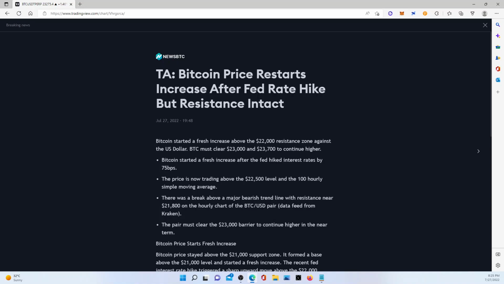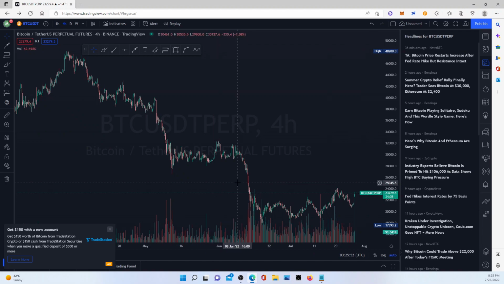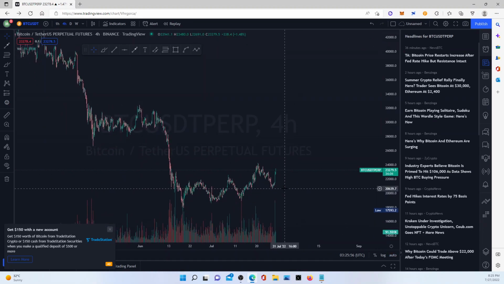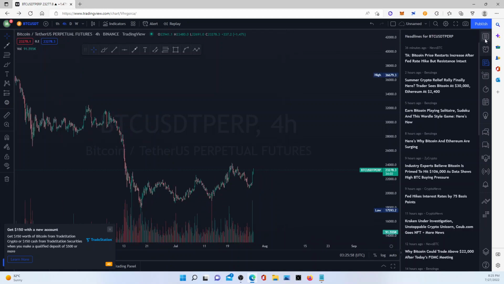You can know increase after Fed rate hike, but resistance intact. Resistance ku isku dhegan yahay intact. Xarfo ah jirto ay gelinayaan, those xarfo is what I'm trying to teach you guys and show you how the dhinaca trade loo wada isticmaalo, technical analysis loo isticmaalo.